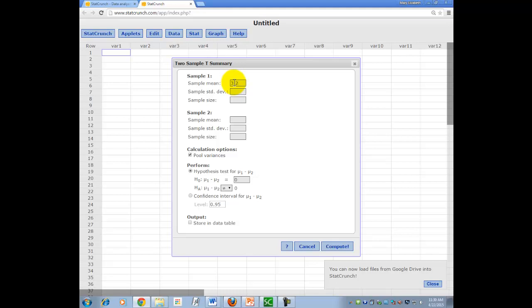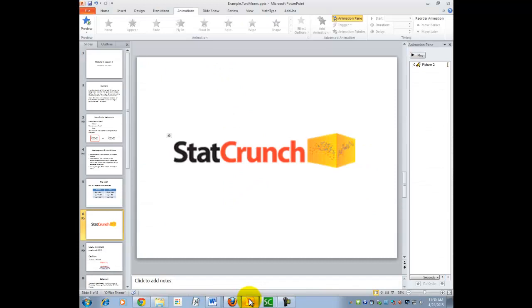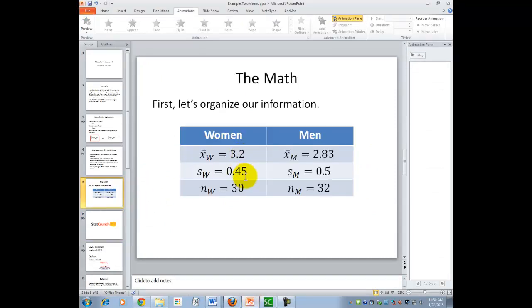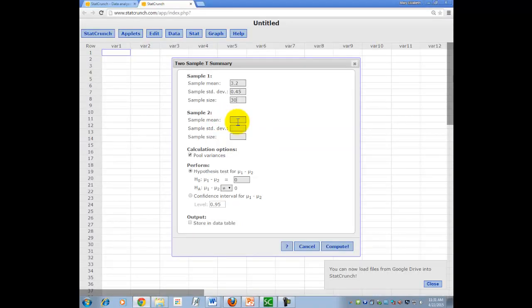Their mean was 3.2. Their sample standard deviation was 0.45, and they had 30 in their sample. Let me double check that with my little list I made. 3.2, 0.45, and 30. Excellent. Now let's enter sample 2, which are our men. 2.83 was their sample mean. Get that 2 in there. There we go. 0.5 was their sample standard deviation, and they had 32 in their sample.